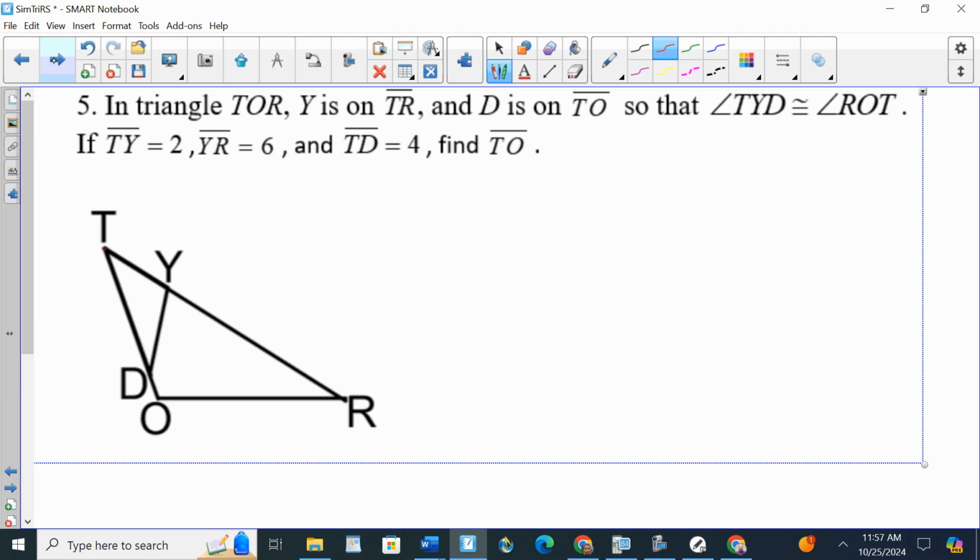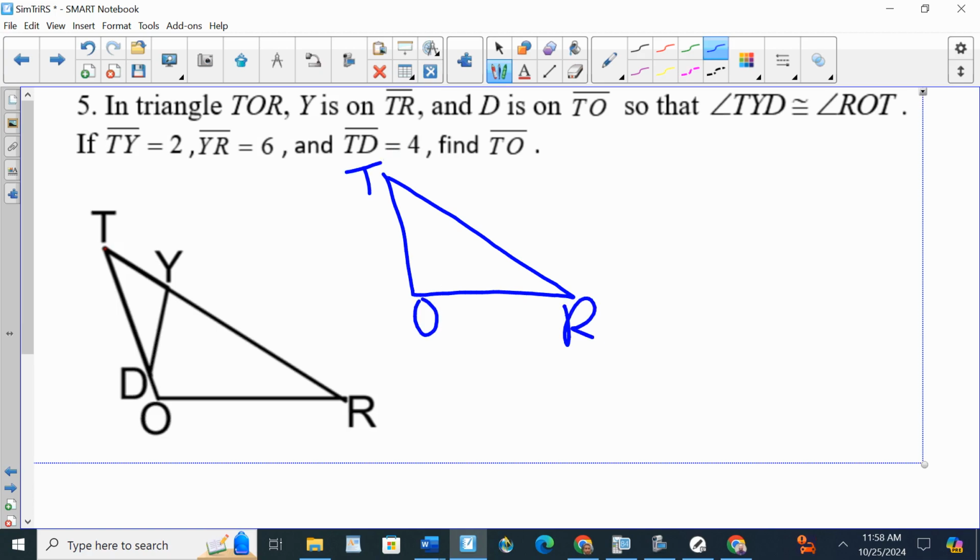Which brings us to number 5. These are overlapping similar triangles. When I see overlapping similar triangles, I can't see what corresponds to what, so I'm going to draw my own triangles. I'll draw the big triangle exactly as I see it. For the small triangle, I'm not going to draw it how it looks there. I'm just going to draw a smaller version of the big triangle.